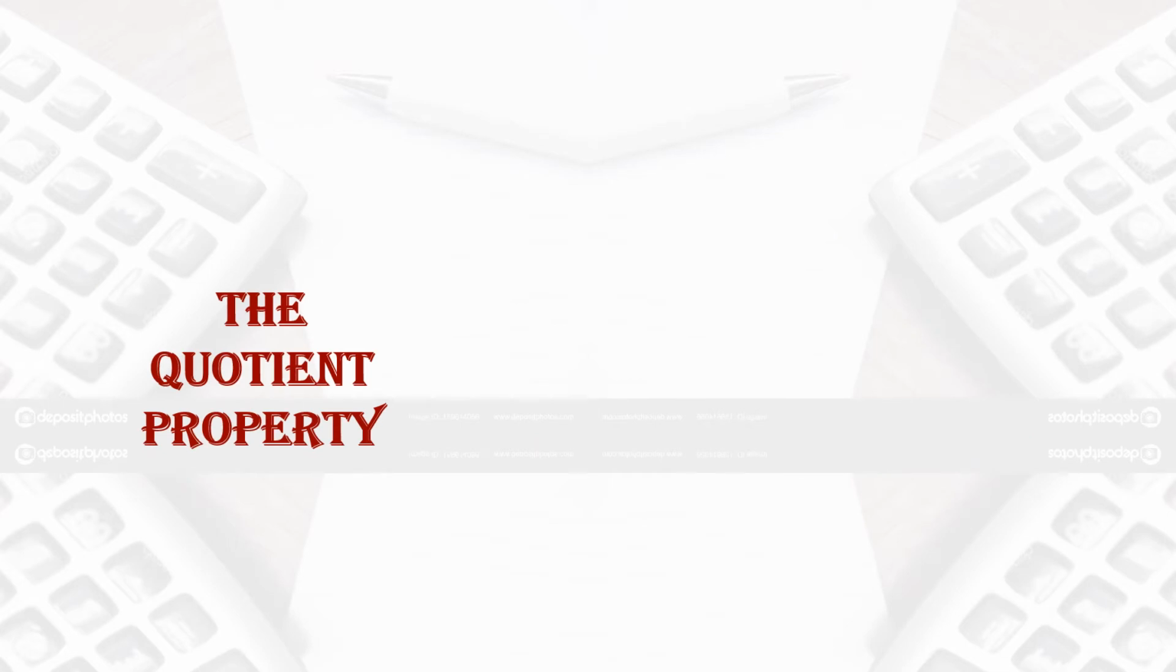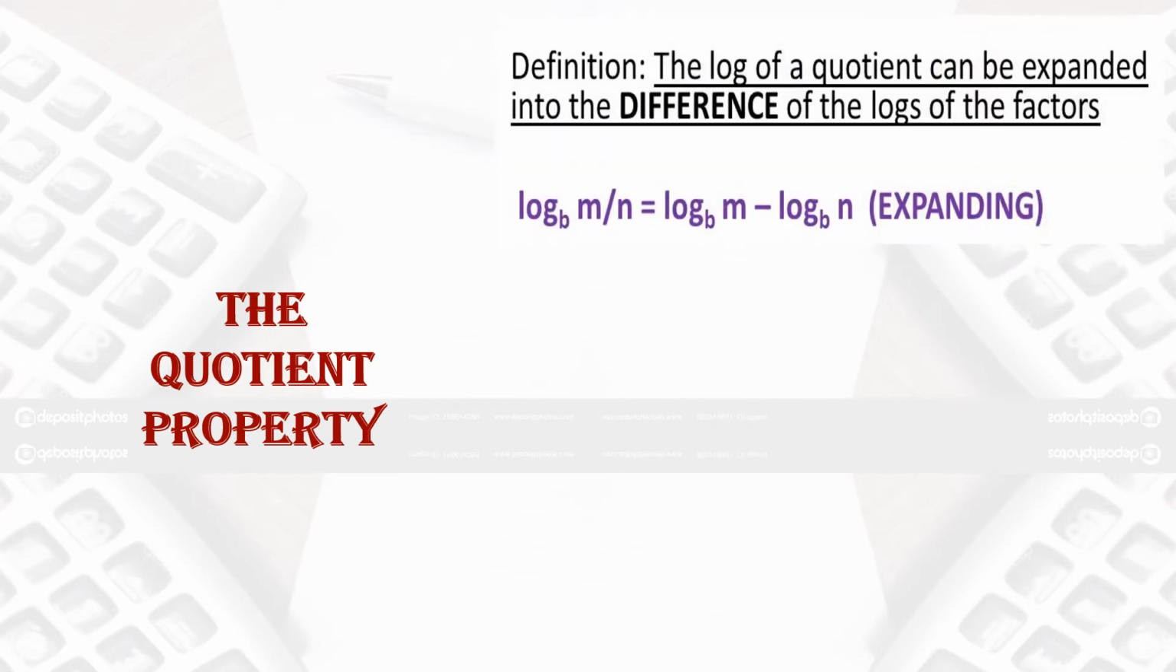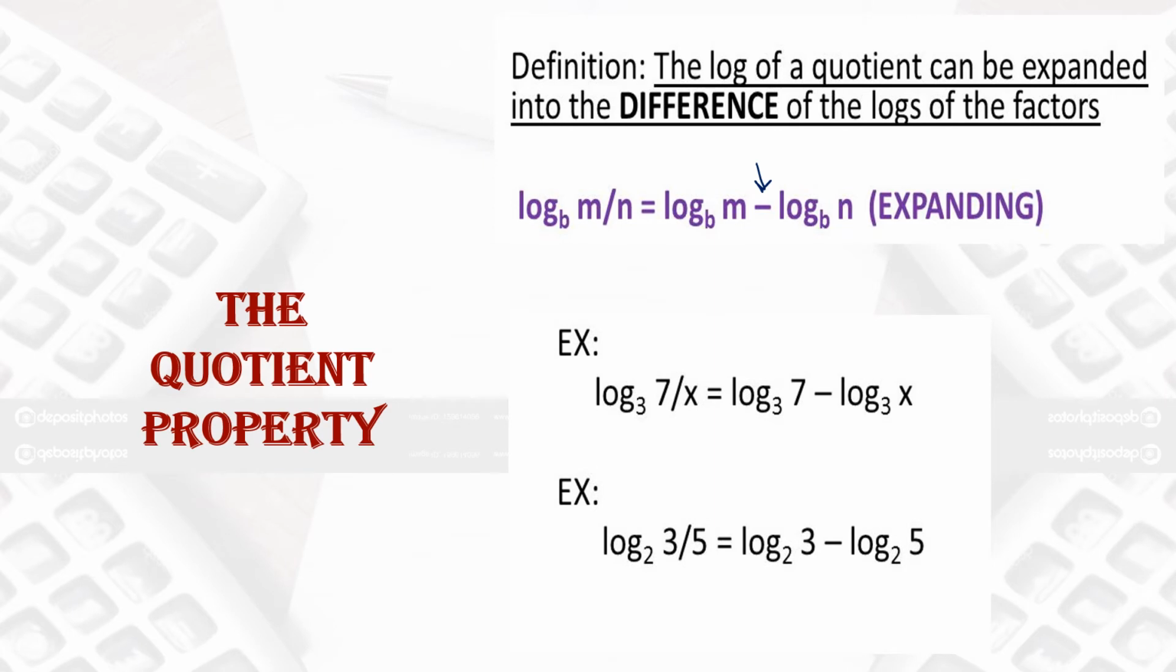Now let's see how to apply the quotient property. The quotient property says if log base b of m over n, it means that the two expressions are dividing with each other, then you write the log with the first term, write the log with the second term and separate them with a negative sign. Now let's see how to use this property in order to solve any question.